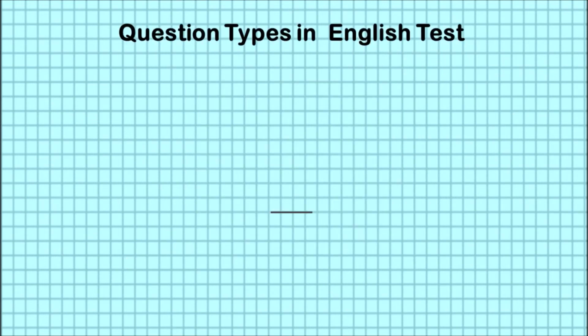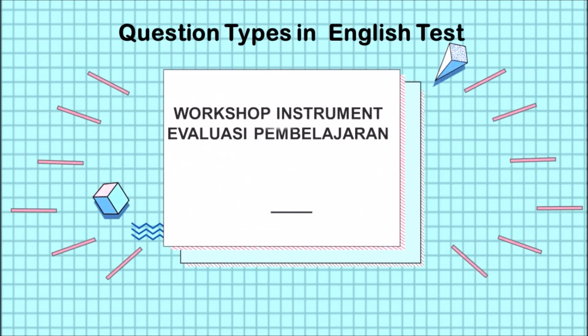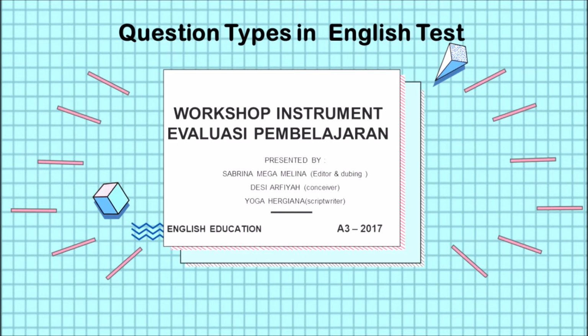So this final project is about question types in English tests. The final project is to fulfill the subject workshop Instrument Evaluasi Pembelajaran. This final project is presented by Sabrina Megamelina as editor and dubbing, Desi Arfia as conceiver, and Yoga Hergiana as scriptwriter. We are from A3 2017 English Education Study Program.